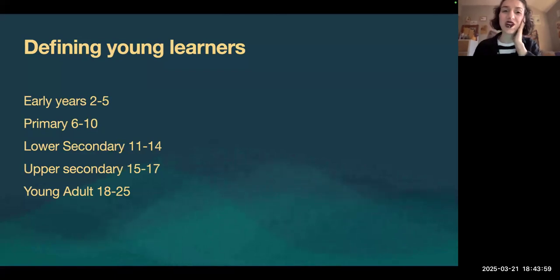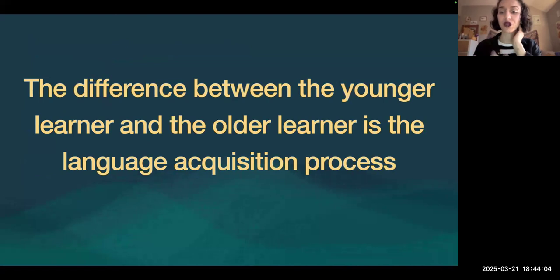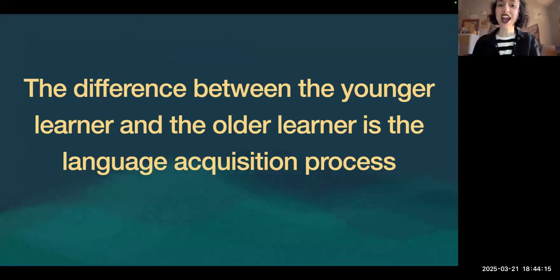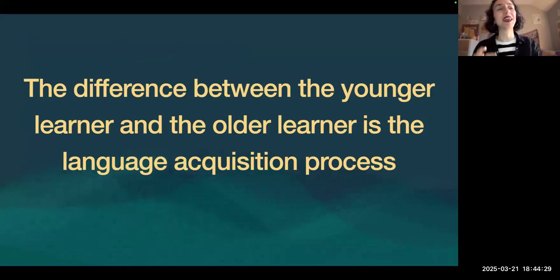Okay, now that we have defined what younger learners' age is, more or less, let's focus on the differences between the young learner and the older learner. So I believe that the main difference between these two types of learners is the acquisition process. So the way they acquire language. So yes, of course, one might think that age is the main difference, but in my opinion, it doesn't necessarily mean that age can make a huge impact on the difference, but I think the way they learn, their cognitive system, it's very, very different.